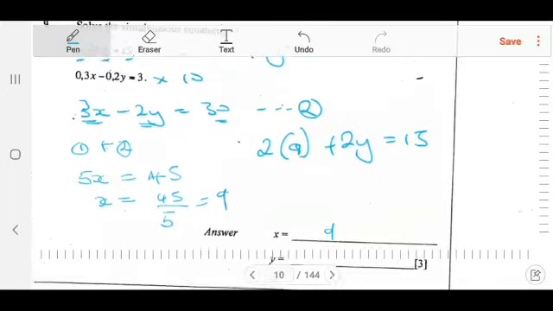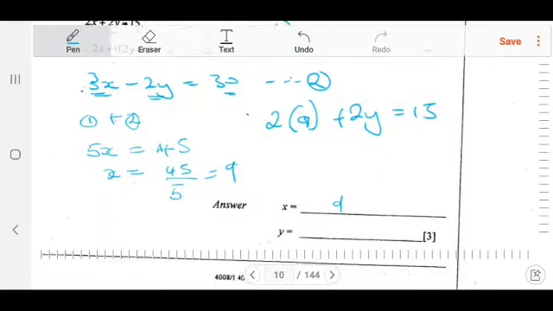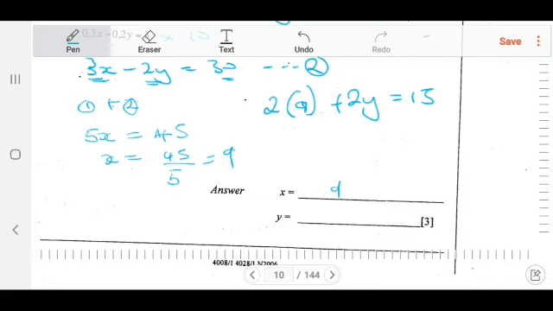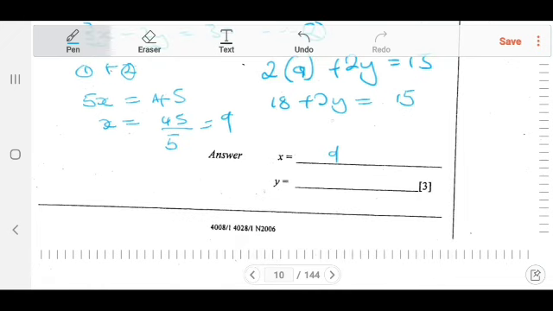I'm substituting into equation 1, so I get what? I get 18 plus 2y equals 15. Then 2y equals 15 minus 18, which is negative 3. So y equals negative 3 over 2.